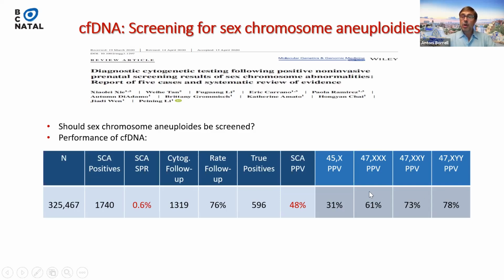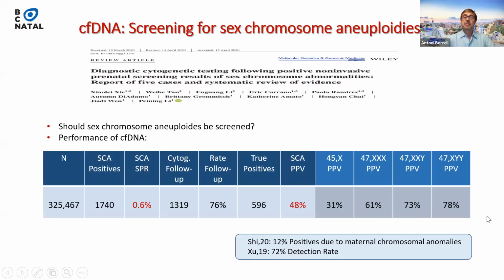And it depends on the aneuploidy, because you can see here in this part of the table that monosomy X is confirmed only in a third of the cases, 31%, while the other aneuploidies are confirmed in 60, 70+% of the cases.